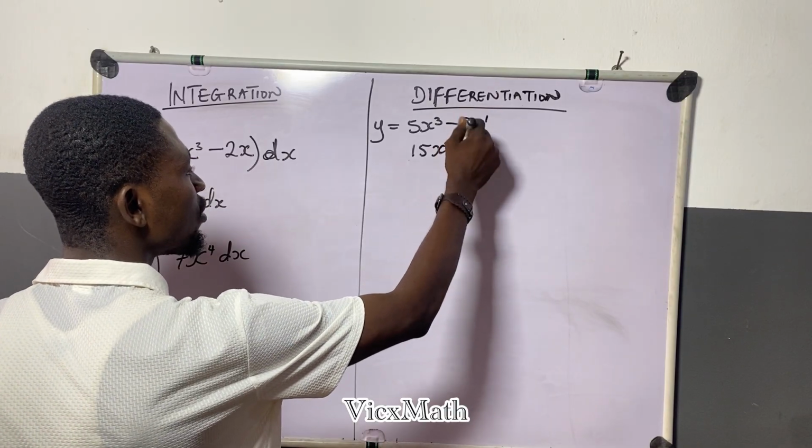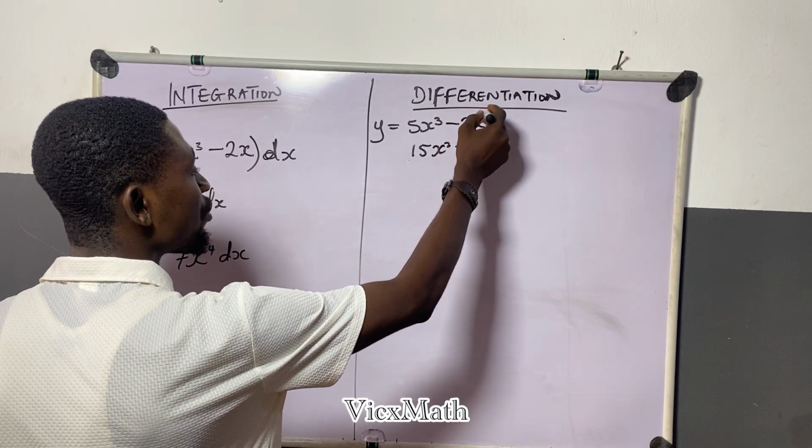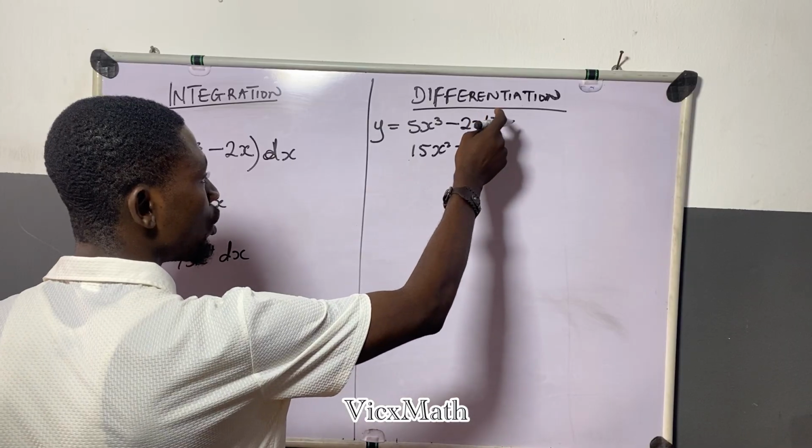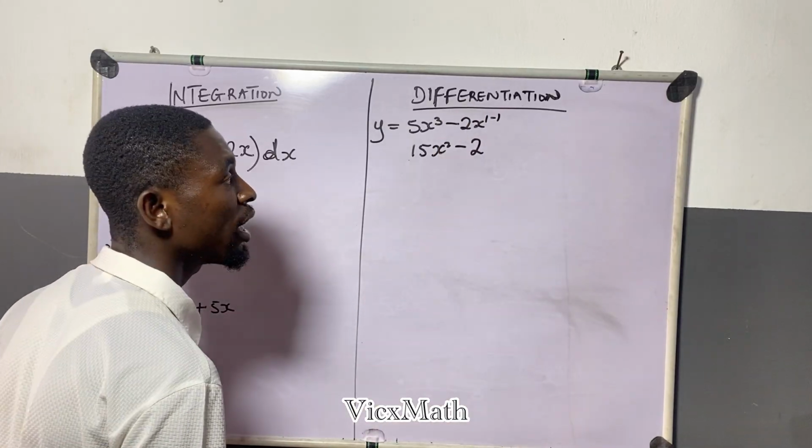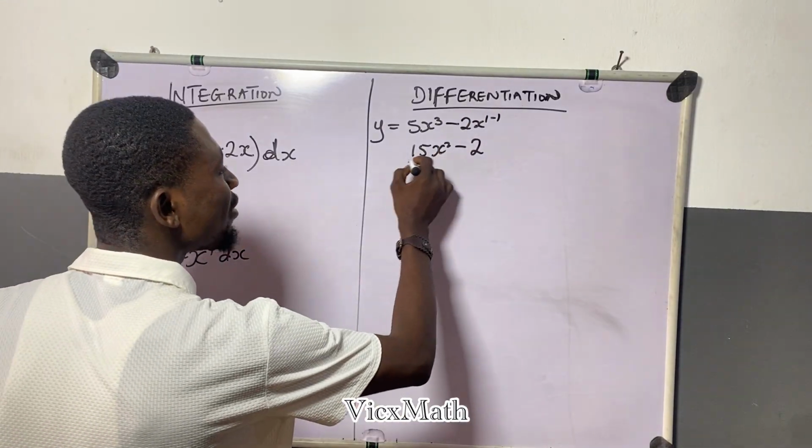The power here is 1. 1 times 2 is 2. X raised to 1 minus 1 is what? 0, which means x raised to power 0 is 1. So 1 times 2 is 2. This is the answer to this question.